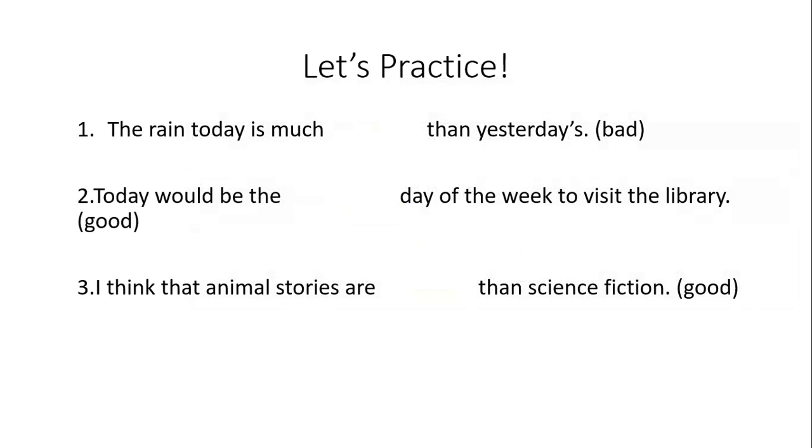So let's practice. Number one, the rain today is much blank than yesterday's. Again, we're comparing the rain today with yesterday's. We're comparing two things. Another thing that we see is the keyword than. And don't forget that when you see the keyword than, it shows you that you need the comparative form. So what is the comparative form for bad? And please don't say better, okay? If you said worse, then you're correct. The rain today is much worse than yesterday.